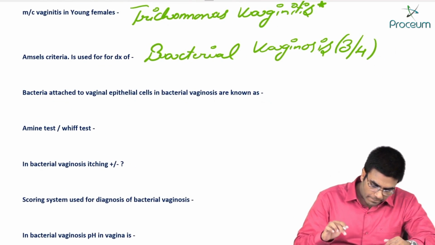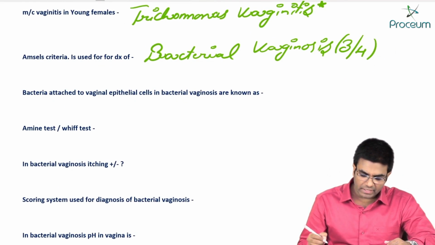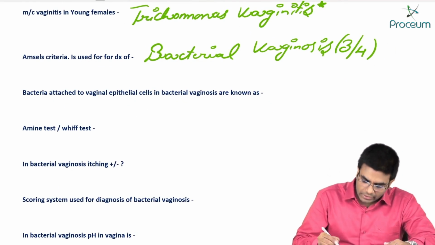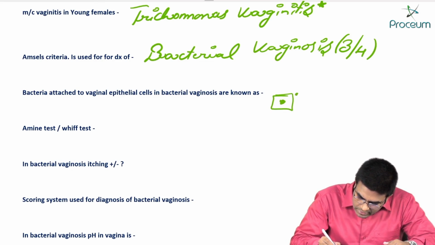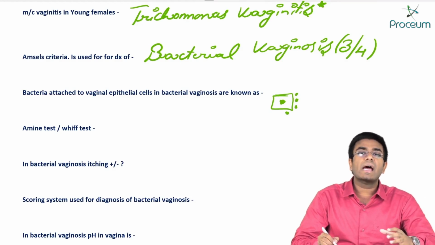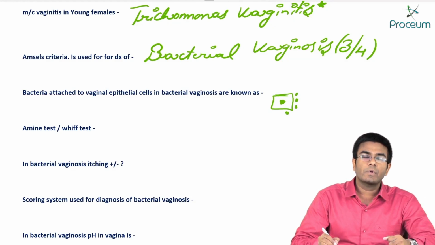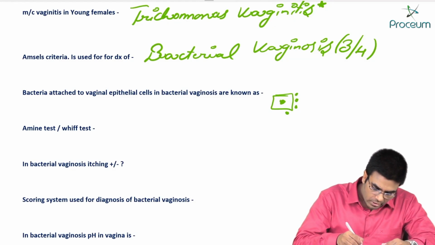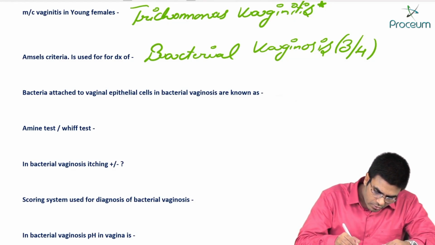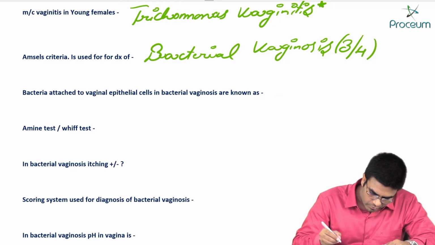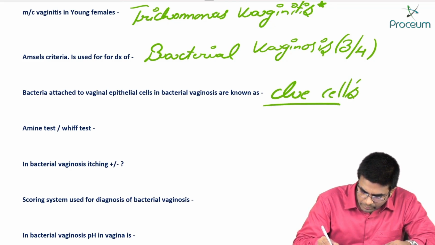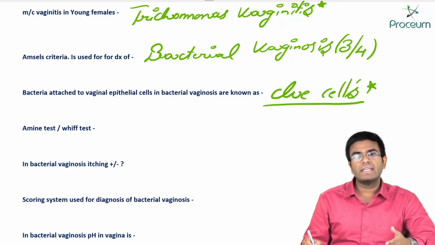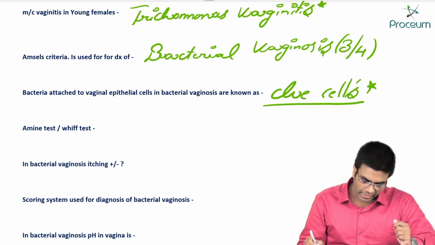Now, bacteria attached to vaginal epithelial cells in bacterial vaginosis. See, usually these are the vaginal epithelial cells. To those epithelial cells, bacteria are attaching. So, these epithelial cells which are attached with bacteria are known as clue cells. Clue cells are seen in which condition? Clue cells are seen in bacterial vaginosis. A very, very important point. It is one part of the AIIMS criteria. So, presence of clue cells: bacterial vaginosis.